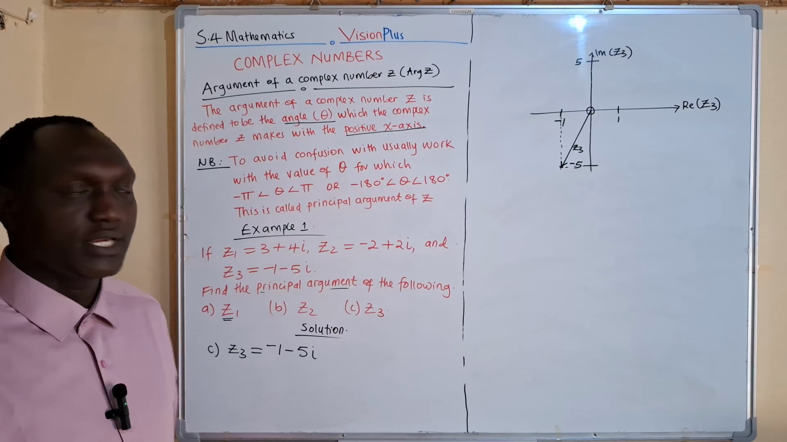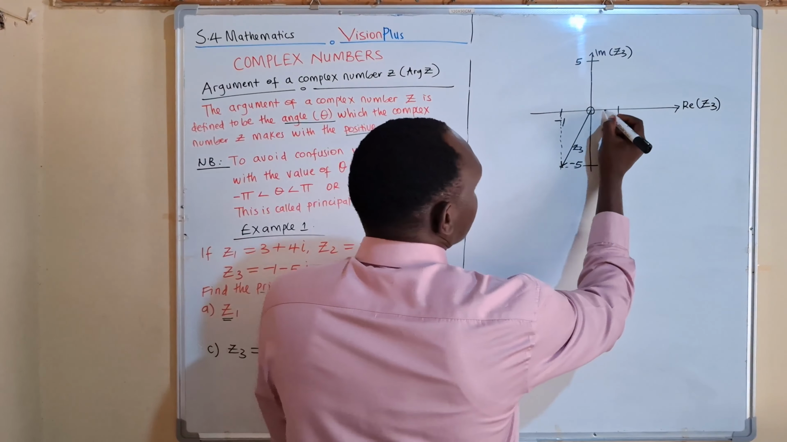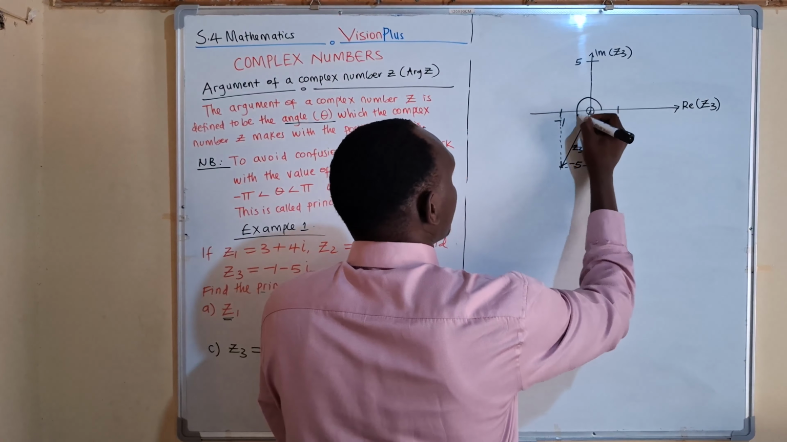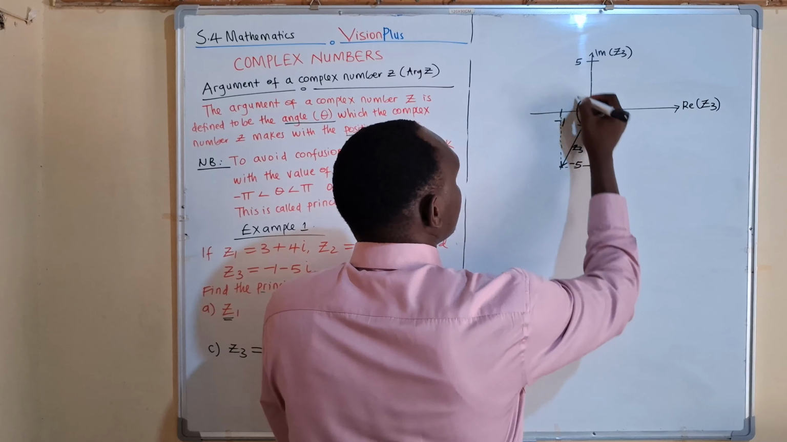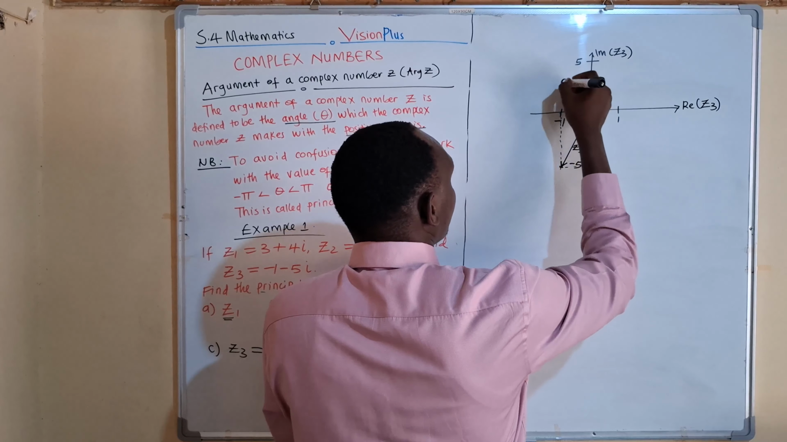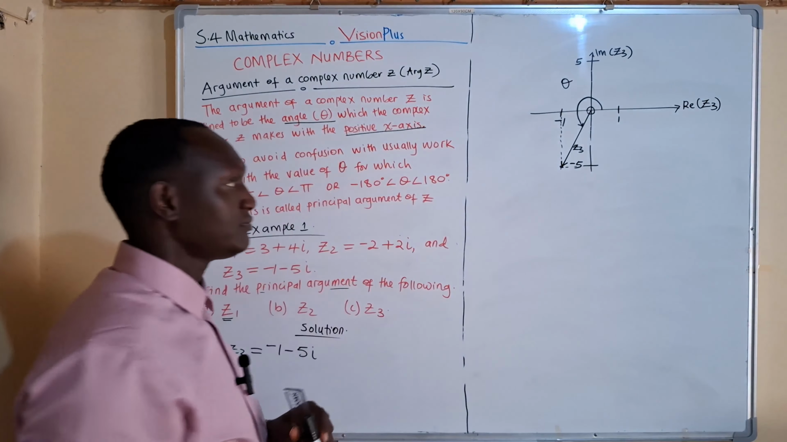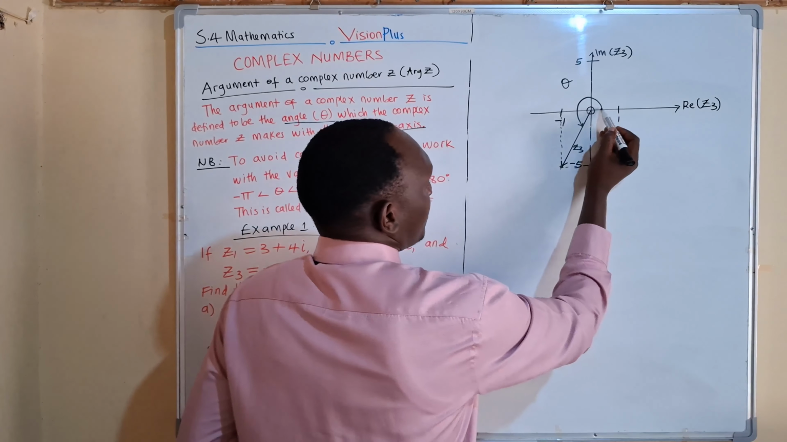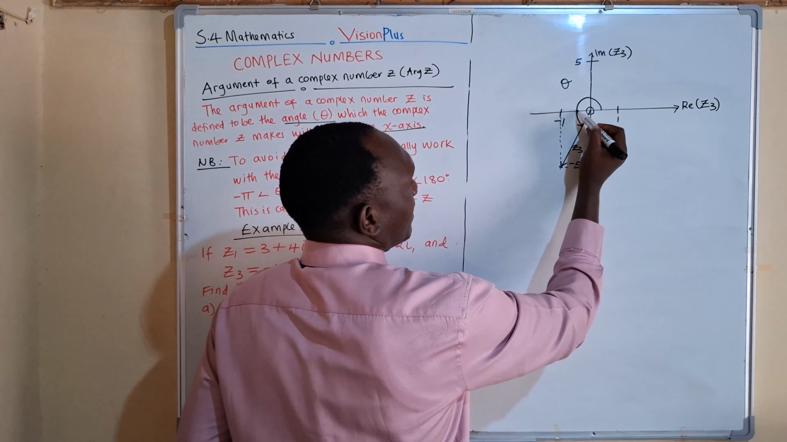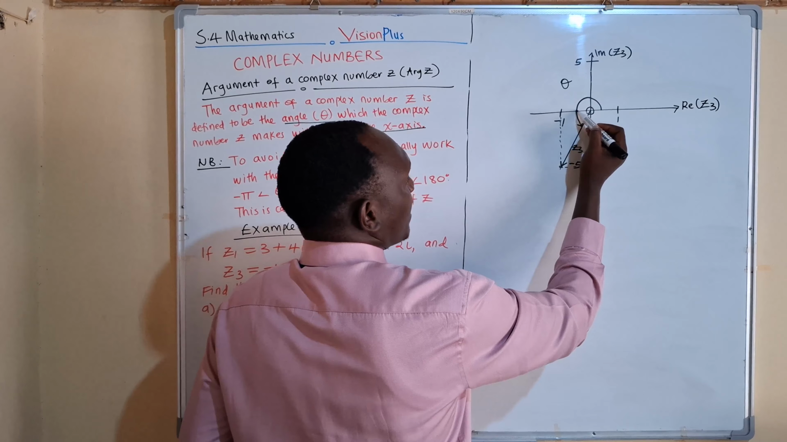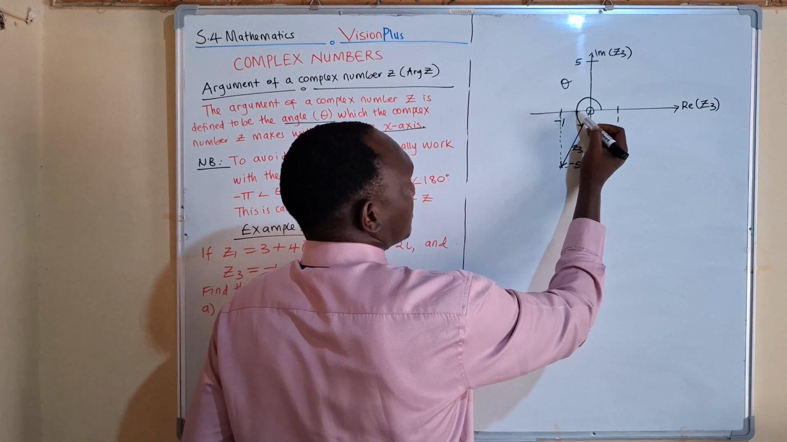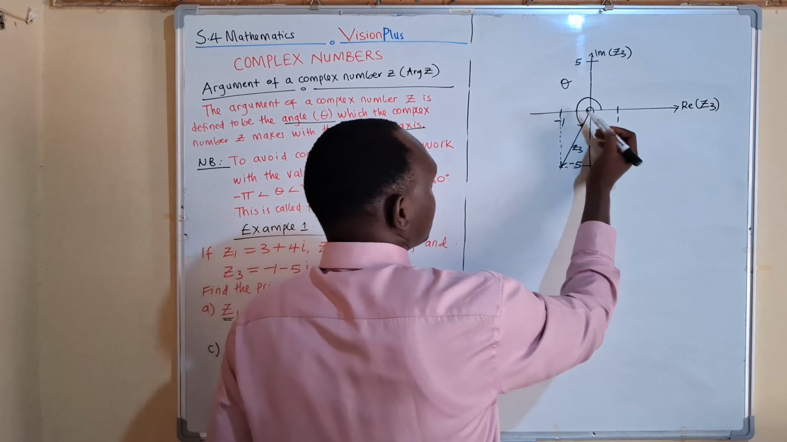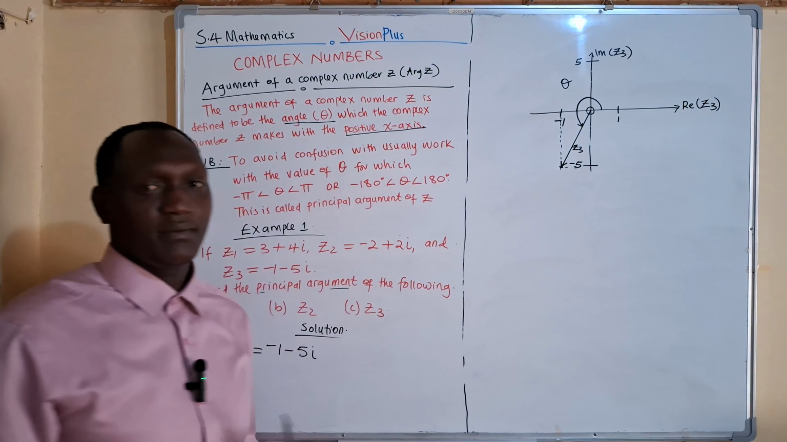Now, how do you get the argument? The argument is the angle that will run from the positive x-axis here up to where the complex number is. This is what we are calling the argument theta. Now, what do you notice? You notice that from here up to here is 180 degrees, right?